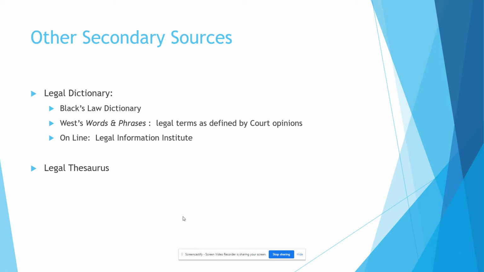Legal dictionary, we talked about that the first day of class. We have Black's Law Dictionary, which is the standard. West has Words and Phrases. I've shown you the online one on the Legal Information Institute. FindLaw, I think, also has a legal dictionary. And then you have a legal thesaurus, which gives you synonyms. So I'm looking for another word for a contract. You have covenant, agreement, right? If you're searching under what you think is a legal term and coming up with zero, you might want to go to a legal thesaurus, find synonyms and search under those synonyms to see if that is more helpful.